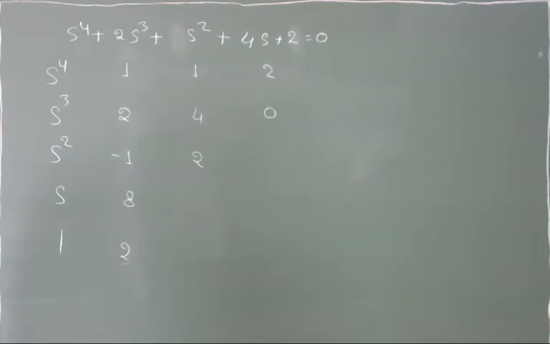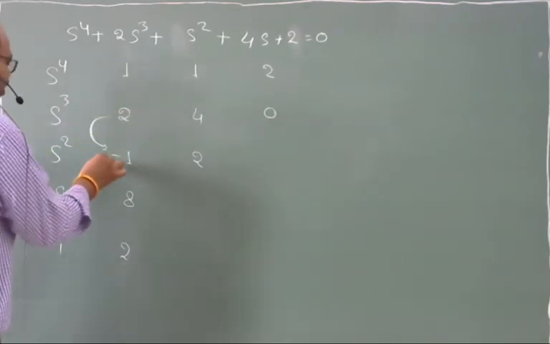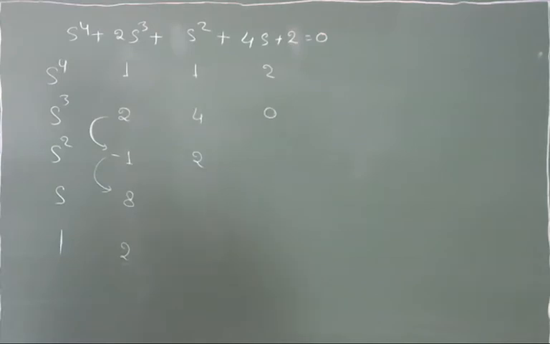So what can be seen here? It can be seen that there is a sign change here and here. So there are two sign changes. Therefore the system is unstable. And how many roots lie in the right hand side of the S plane? Two roots lie in the right hand side of the S plane, right?